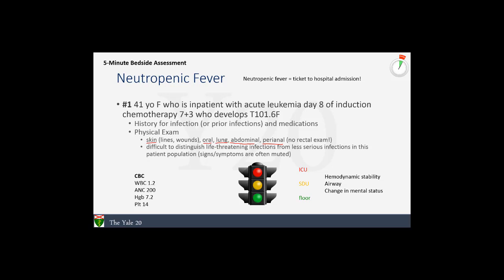First step down is if they don't need pressors and if they don't need intubation, but they just look quite ill, they need closer nurse monitoring. And then if you keep them on the floor, sometimes people can have a fever and they may look and feel totally fine. And you just want to make sure that you continue to watch them, but they may not need such a high level of care. And we just tell everyone who is outpatient, or if you're triaging in the emergency room, neutropenic fever is basically an automatic ticket to the hospital.